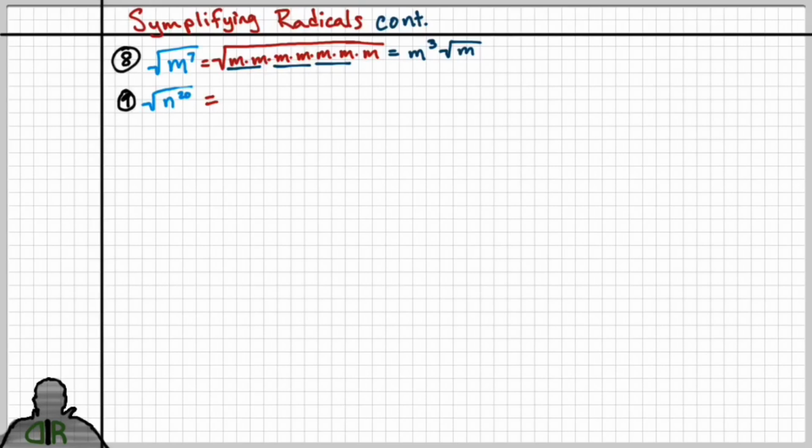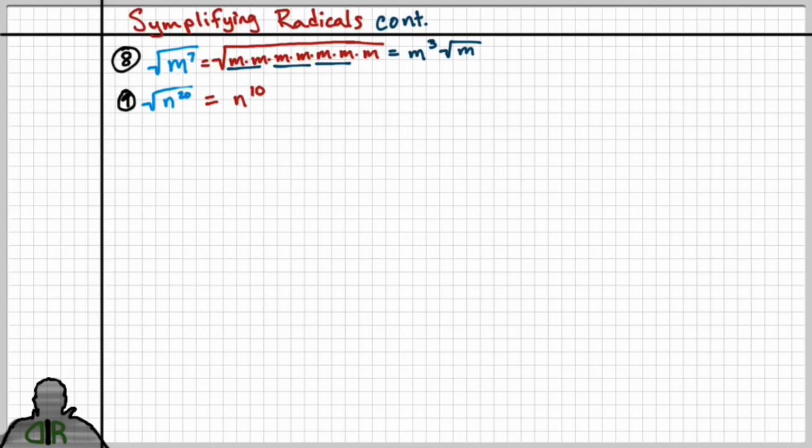If we had n written out 20 times, how many pairs would there be? Well, hopefully you came up with 10. There would be 10 pairs of n's if we had 20 of them written out. So every time we have a pair, we pull one of the n's out. Well, how many n's would be pulled out of that? 10, exactly. So the answer is going to be n to the 10th power. Is there going to be anything after this written inside a radical symbol? No, there's not, because there is nothing left inside. Remember, all of them got used up.